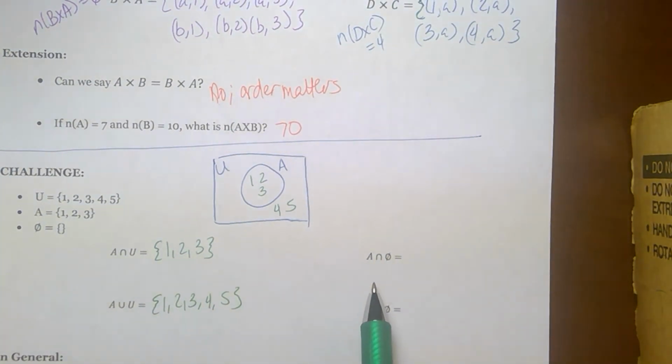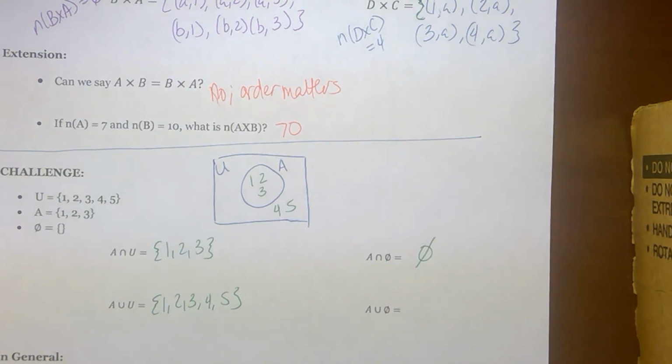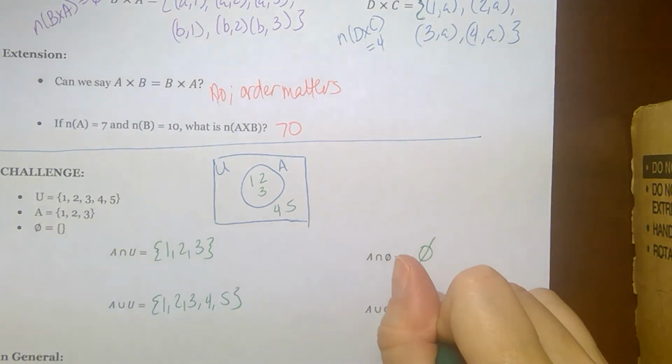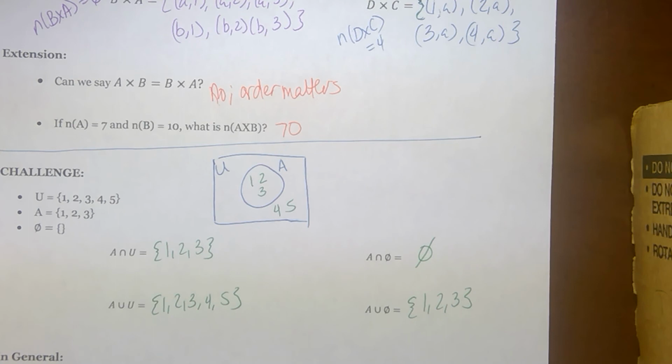Then we have the intersection of A and the empty set. What elements does the empty set include? None. So that's going to have to be the empty set. The only thing they share is the empty set. What about A or the empty set? Well, if it's in A or in the empty set, we get to count it. So we can count anything that's in A. 1, 2, 3.